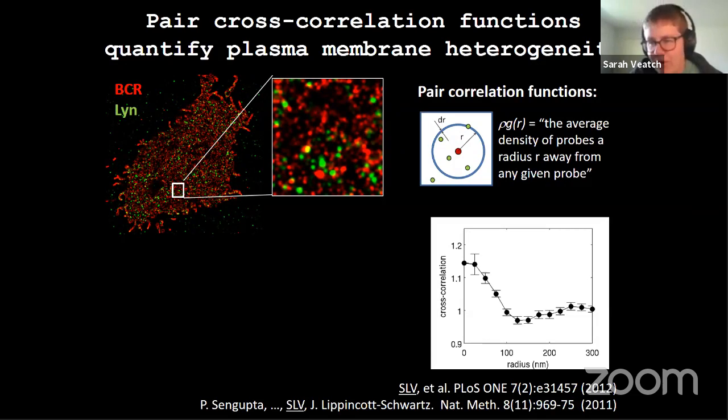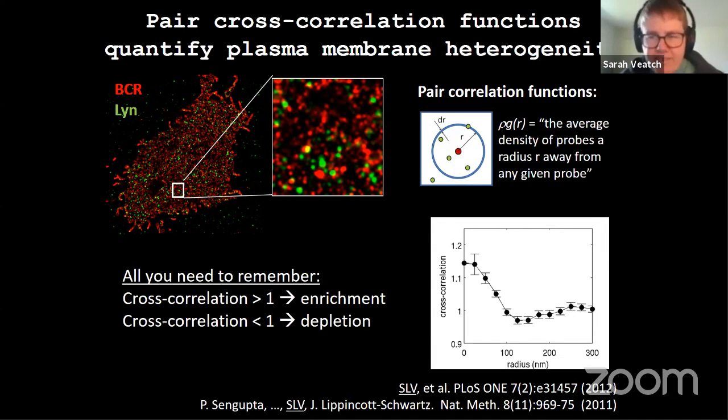So here's an example of what one of these curves might look like. And the take-home message all you really need to know for today is that if this curve comes above 1, that tells you these two things like to be close to each other. They're enriched around one another. But if the cross correlation goes below 1, then there's some depletion, right? These things don't like to go near each other. And 1 is basically defined as what you would expect from a random co-distribution of these two molecules.